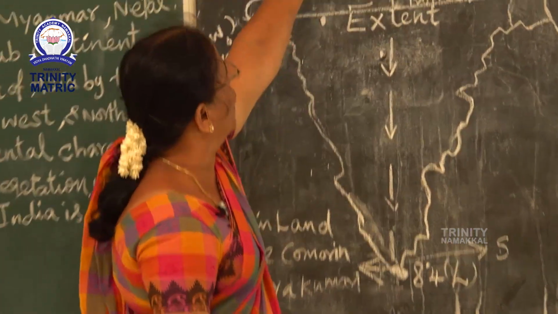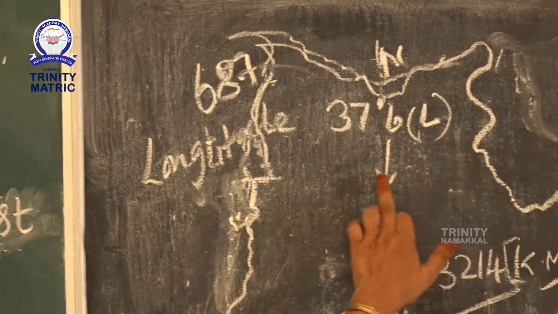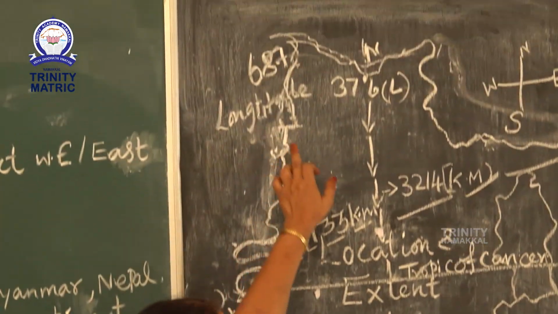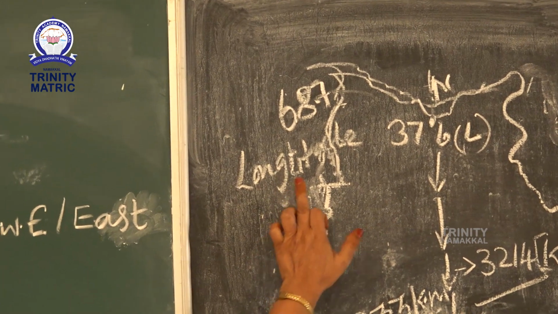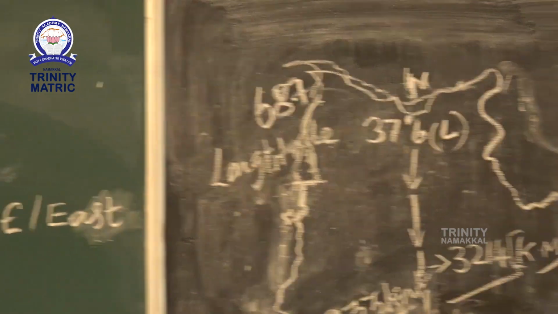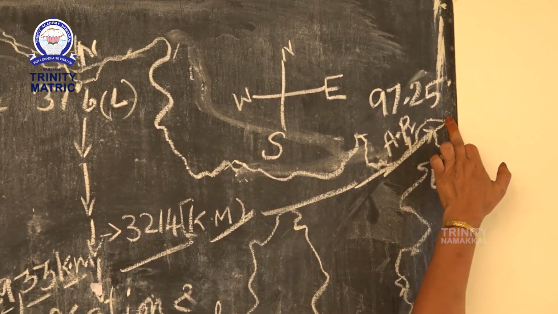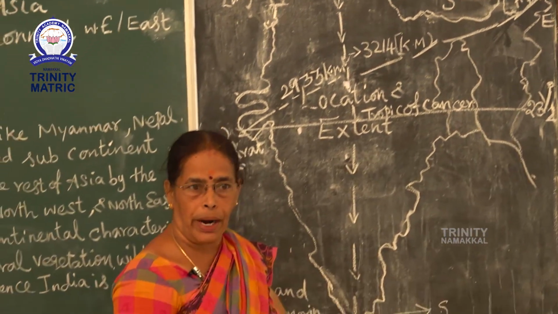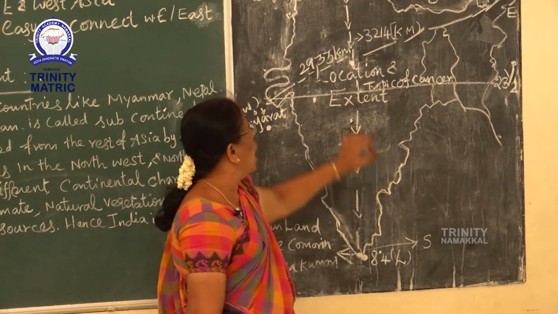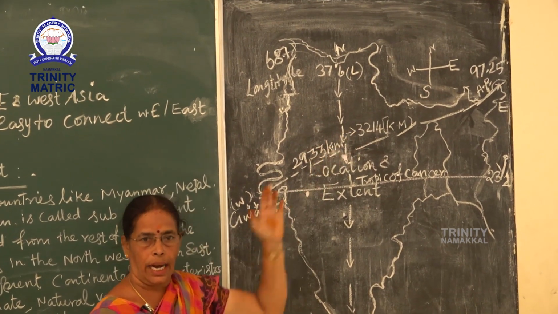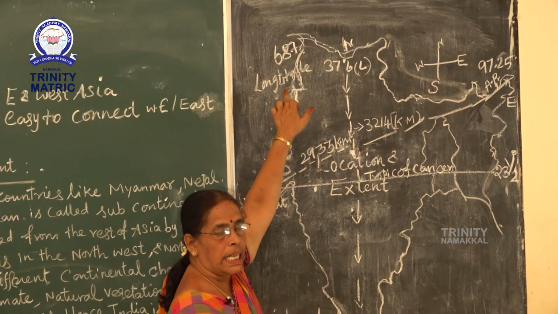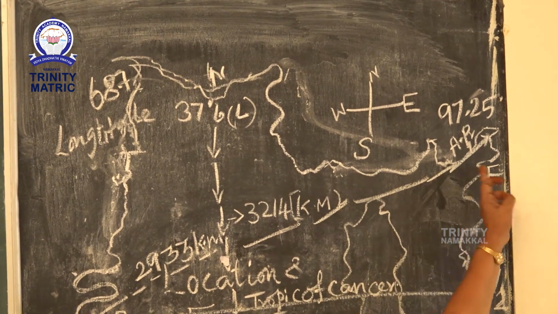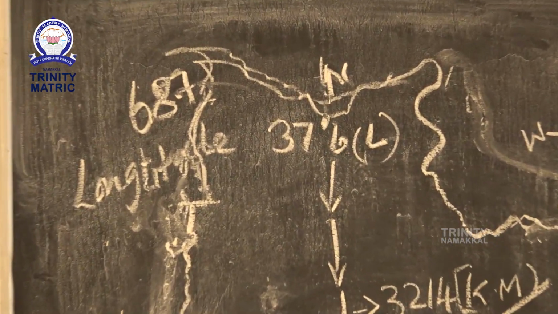8.4 latitude, and here 37.6. That is the north-south extent. And the longitude line, 68.7 to 97.25 degree longitude. This one, latitude 8.4 and latitude 37.6. Then here, 68.7 longitude to 97.25. This is the extent.